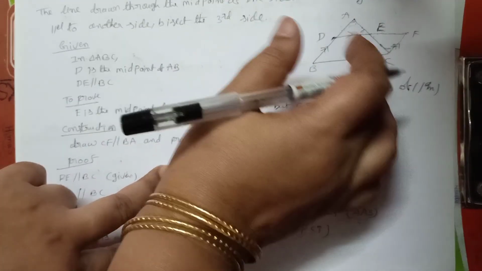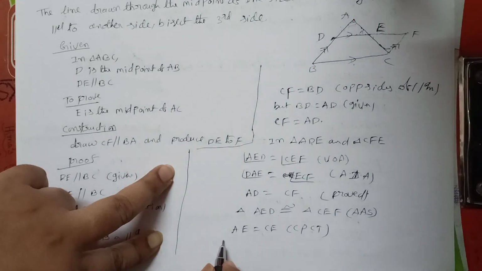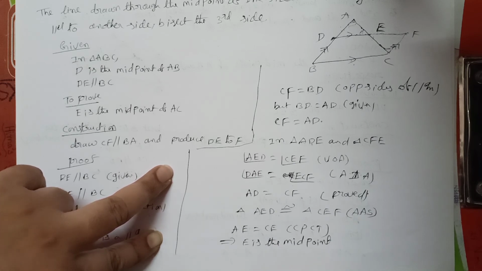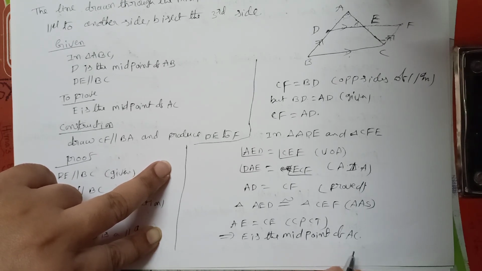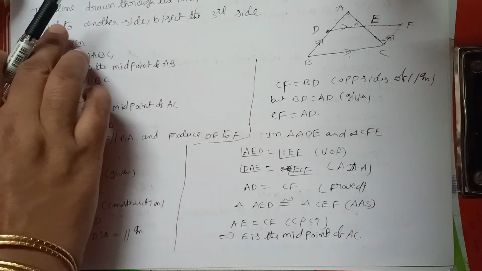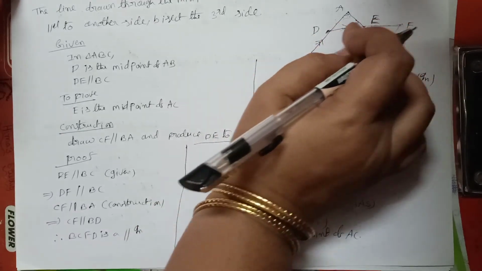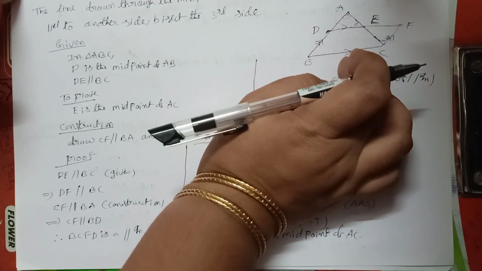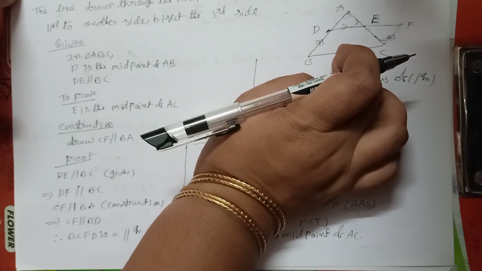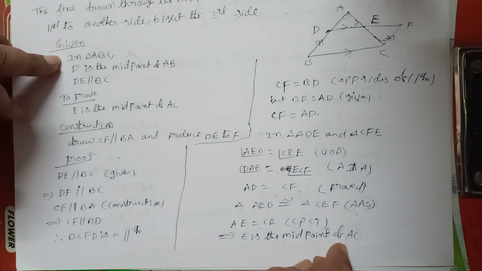If AE is equal to CE, then E is the midpoint of AC. So this is what was required to prove. What is the converse of the midpoint theorem? The line is drawn through the midpoint of one side, D is the midpoint, and parallel to another side, so DE is parallel to BC. It bisects the third side. You have to prove E is the midpoint of AC. So now E is the midpoint of AC.